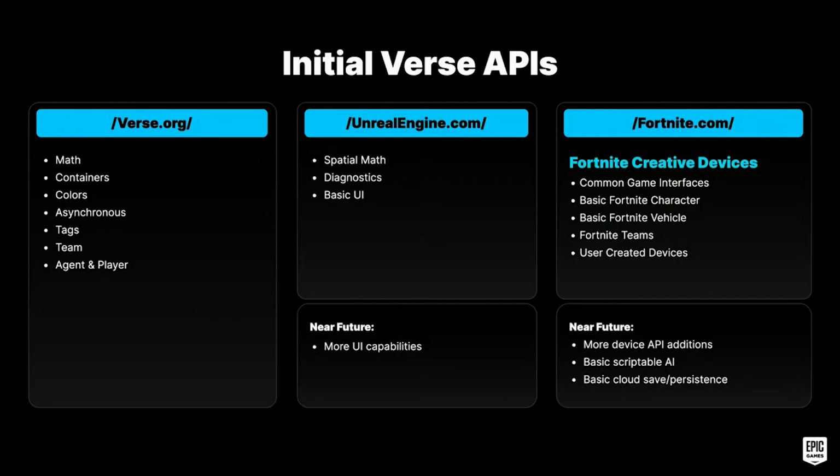The Fortnite API right now is really around these creative devices. We have a few things we've exposed with characters and vehicles, but there's a lot more we want to express in the future here. And in the very near future, we plan to expose the ability to script AI.